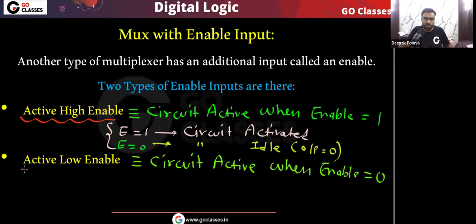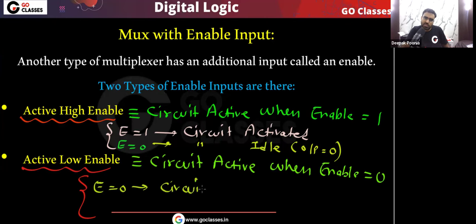What about active low enable? Active low enable simply means that when the enable is 0, when the enable is low, then the circuit will be activated and will behave normally. And when this active low enable is 1, then the circuit will be idle. Idle means the output will be 0.